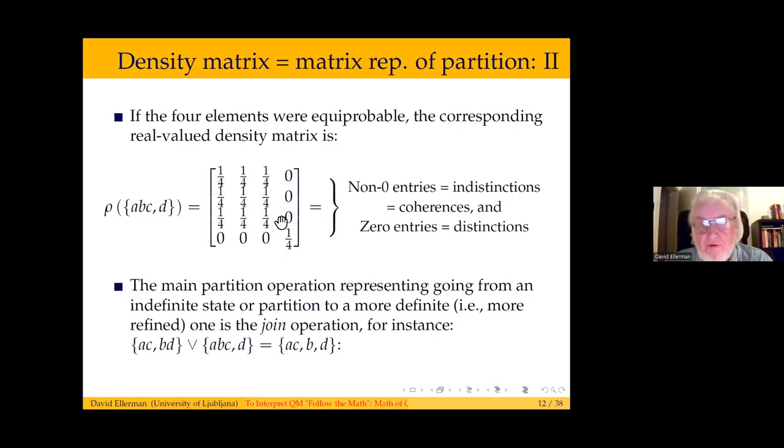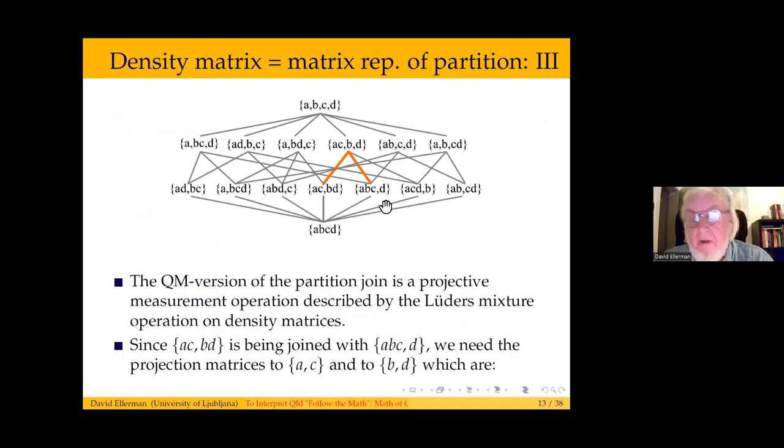In other words, you put in some more zeros here, make distinctions, and that's, of course, what happens in quantum measurement. And the point here is that the skeletal form of projective measurement is just the join operation. So let's illustrate that here. Here's the partition, the equivalence relation represented here. Let's now join it with this one, where AC is not distinguished and BD is not distinguished. We're going to take their join, which is just this here, if you think it through. And here it is in the picture, the two things being joined in the Hasse diagram to give you that.